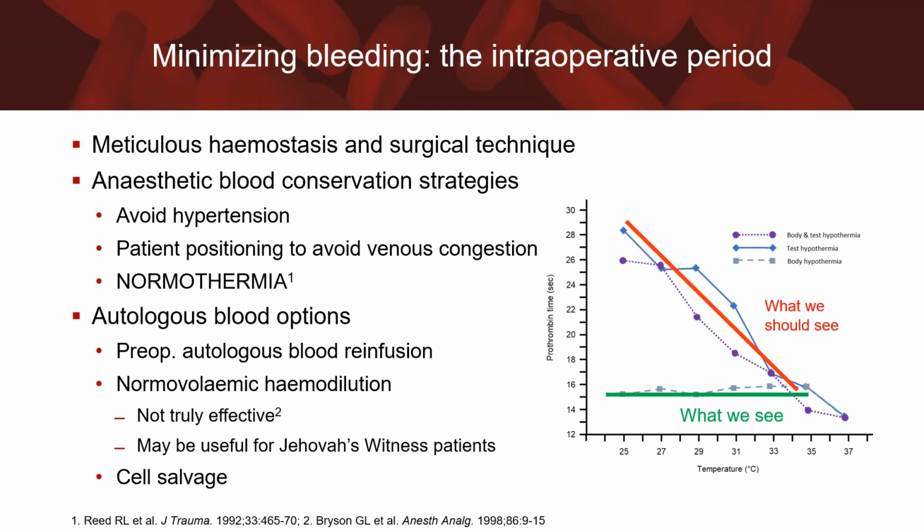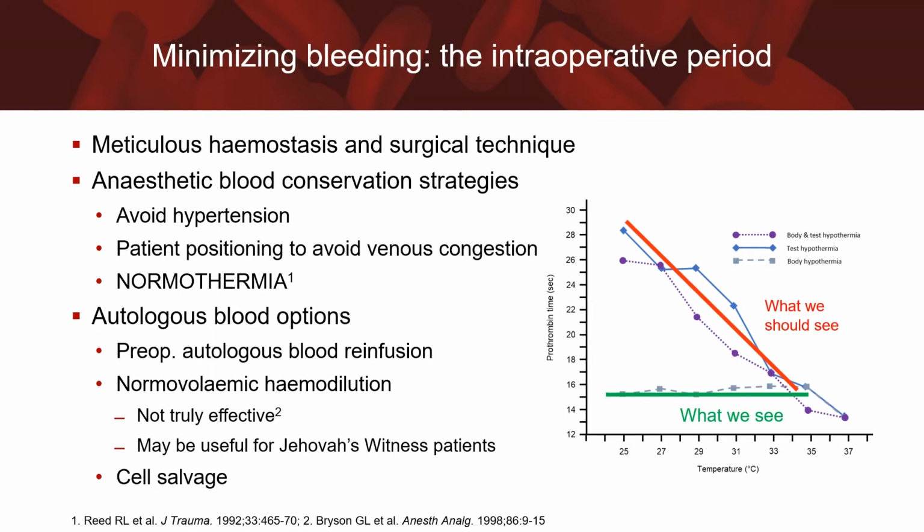In this rat experiment, we can see that the prothrombin time, which is measured at 37 degrees Celsius or at body temperature, will not increase despite the fact that the body temperature is decreased. However, if you measure the prothrombin time at the same temperature that the body is, you will see that it increases considerably, leading to a coagulopathy. However, the good news is that if you rewarm the patient, the coagulopathy will disappear and come back to control.